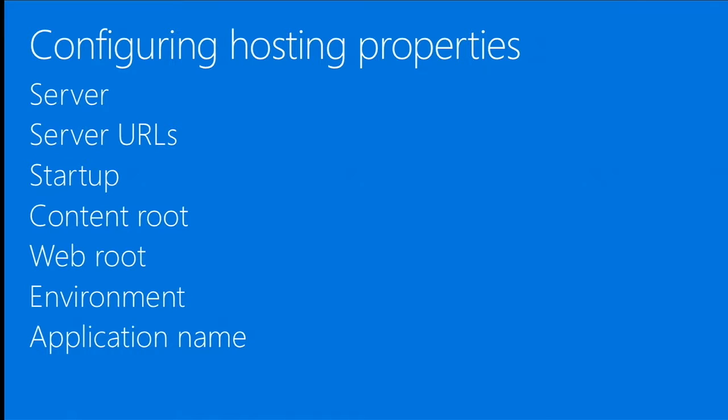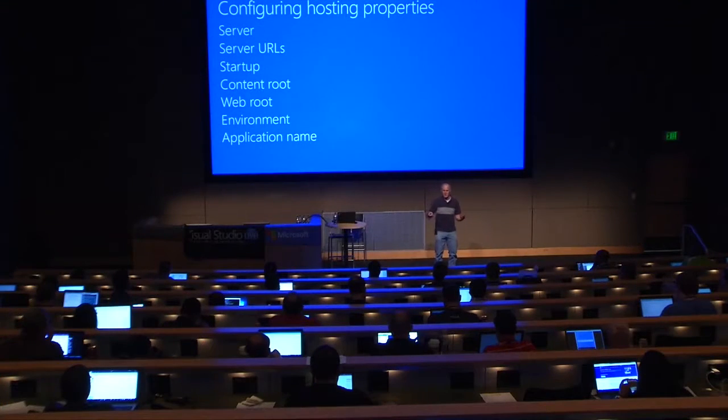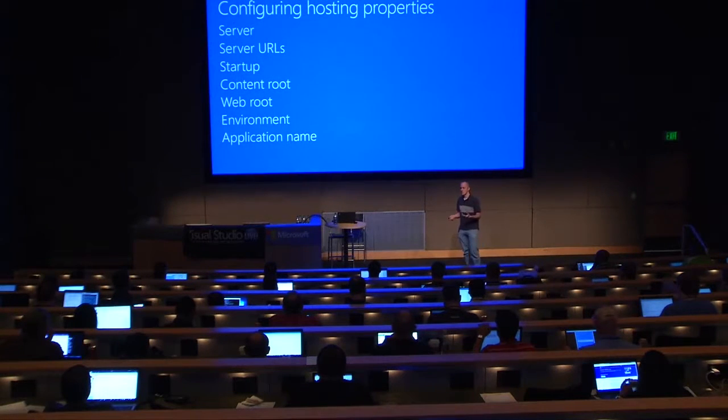You can specify the server URLs that you want to listen on. You can specify what your startup logic is. We'll show that. There are these two interesting concepts of paths in the system that you should be aware of. One is the content root. The content root is the path where all your app stuff is located, like your MVC views are relative to the content root. The web root is where typically all of your static files get served from, and that is also relative to the content root.